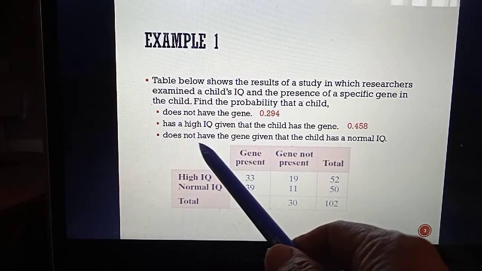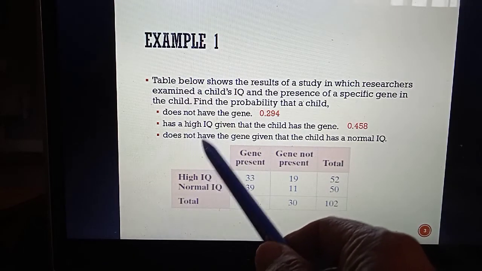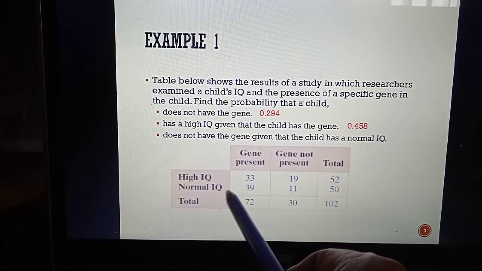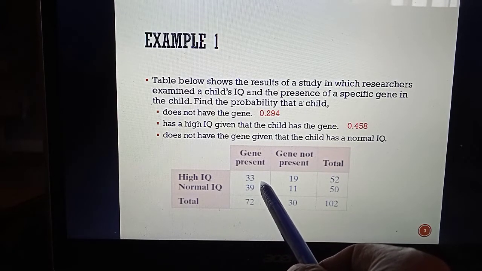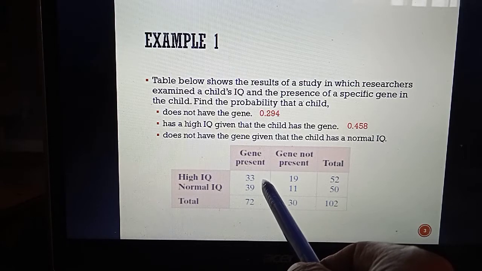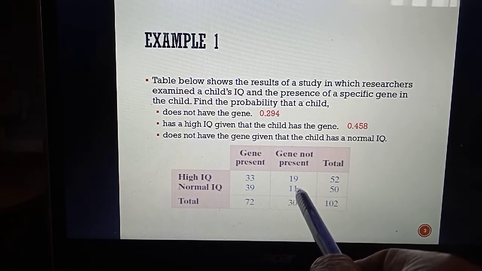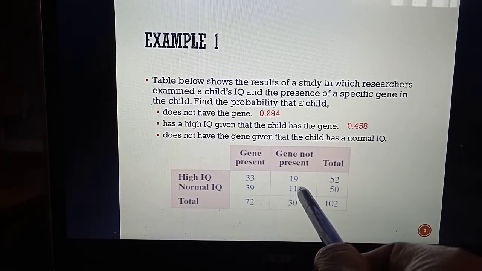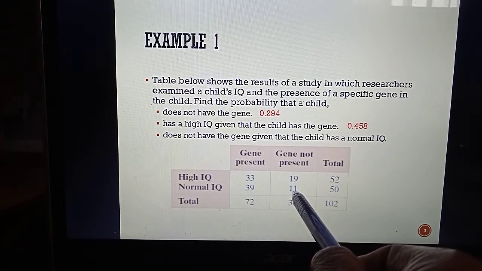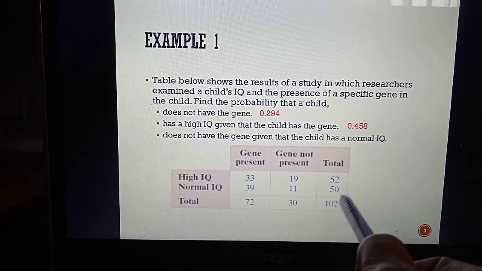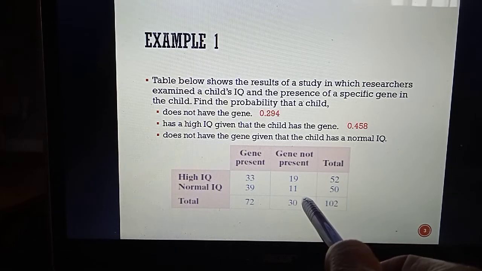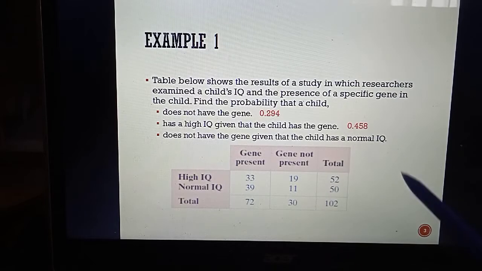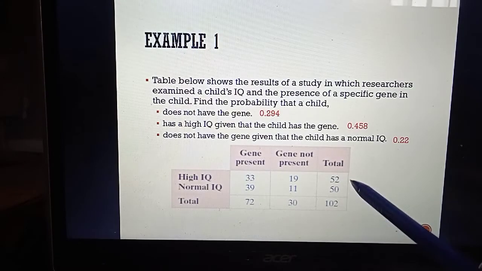Next, the probability that a child does not have the gene given that the child has a normal IQ. Normal IQ, and does not have the gene, meaning gene not present. Gene not present and gene present with normal IQ is 50. So the answer is 11 over 50, which is 0.22.